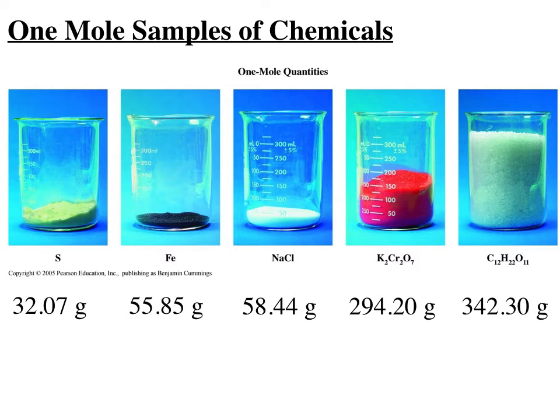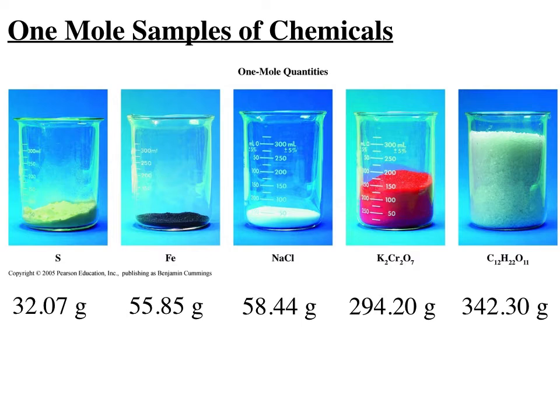The middle picture is a picture of sodium chloride. Of course, I'd have to add up a sodium and a chlorine molar mass to get the total molar mass of 58.44 grams for that sample. Then I have a system known as potassium dichromate. We didn't really use the dichromate anion, but that's what is in that particular beaker. Pretty red color, but pretty nasty stuff, actually.